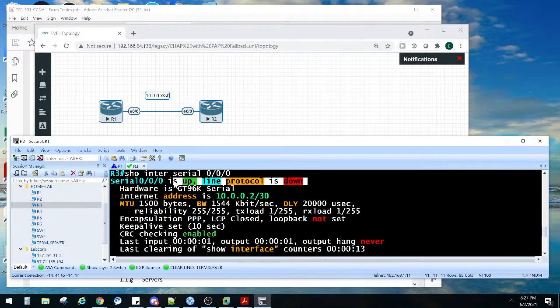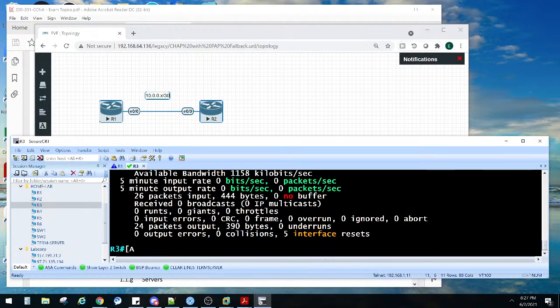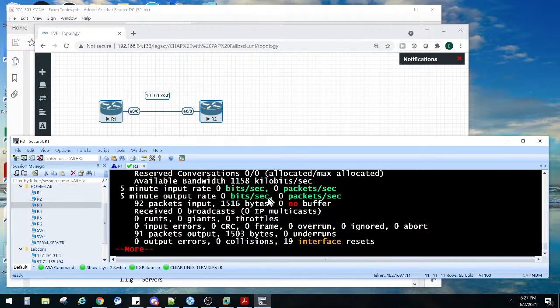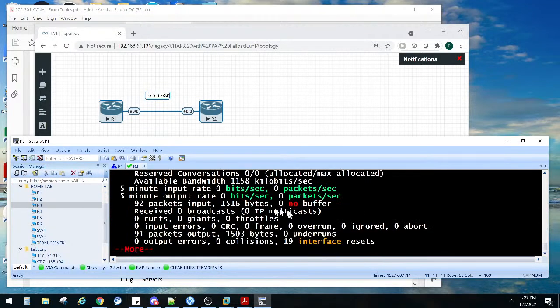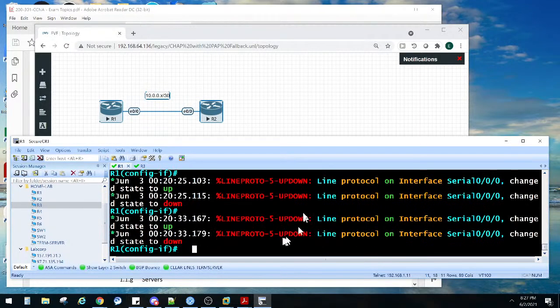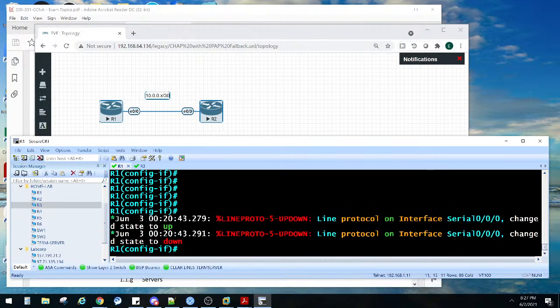But it's still showing up, down. Did it come up yet? Is it because we got to do the password? Let's see. It is showing still up, down. What about the other side? Did it come up on this side yet? No, it did not. So I think we're missing something. What am I missing? Do I have to set an actual password?